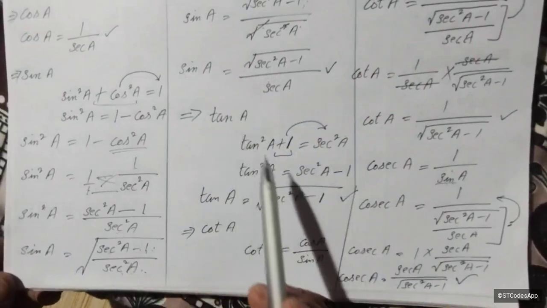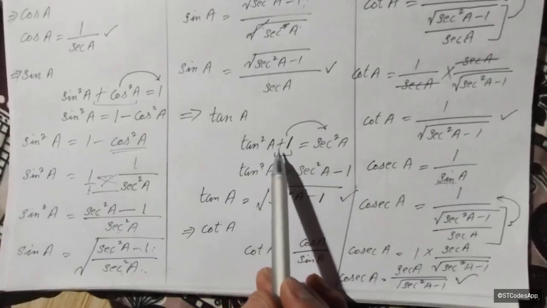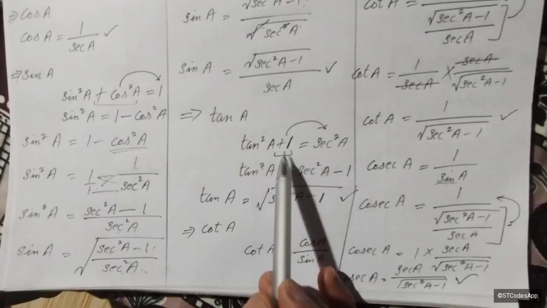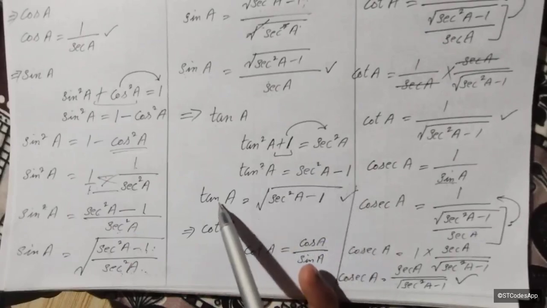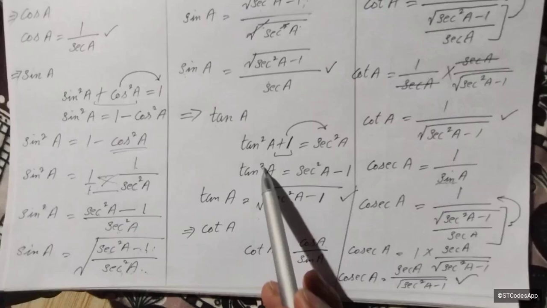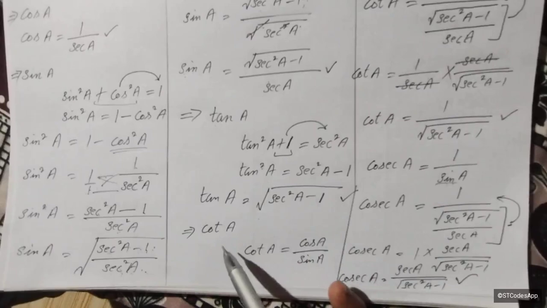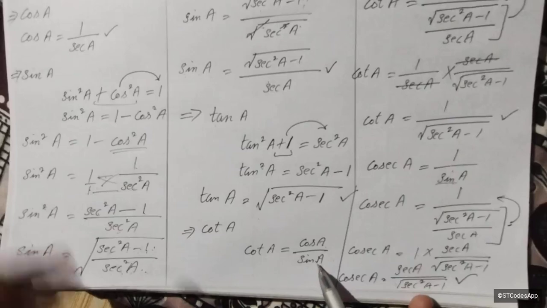Now tan square A plus 1 is equal to sec square A, this is in the formula. So 1 we shifted to the other side, tan square A is equal to sec square A minus 1. We removed the square of tan and it gave under root on the sec square A minus 1. Now change cot A. Cot A is equal to cos A upon sin A. We have the formula.